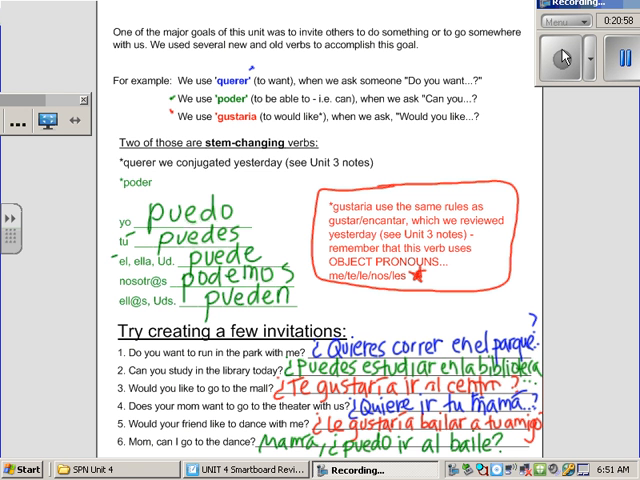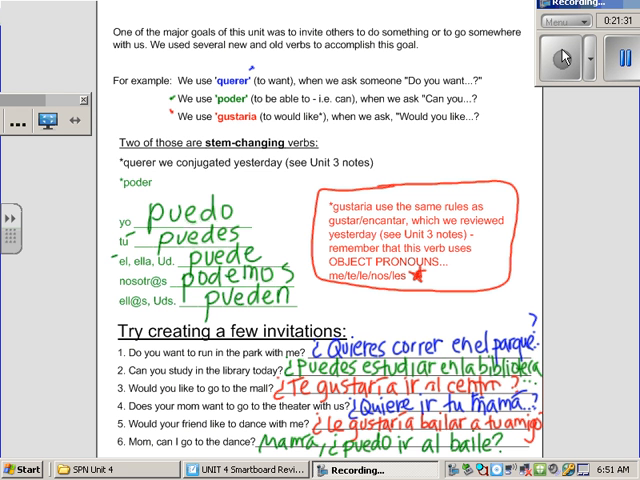Number 4. Does your mom want to go to the theater with us? ¿Quiere ir tu mamá al cine con nosotros? Does your mom want? Quiere ir. I had to use the él/ella form of that because tu mamá would be replaced with she. Does she want to go with us? Number 5. Would your friend like to dance with me? ¿Le gustaría bailar a tu amigo? Conmigo. Or it would be ¿le gustaría bailar a tu amiga? Conmigo. And that would depend if your friend you're asking about is a boy or a girl.